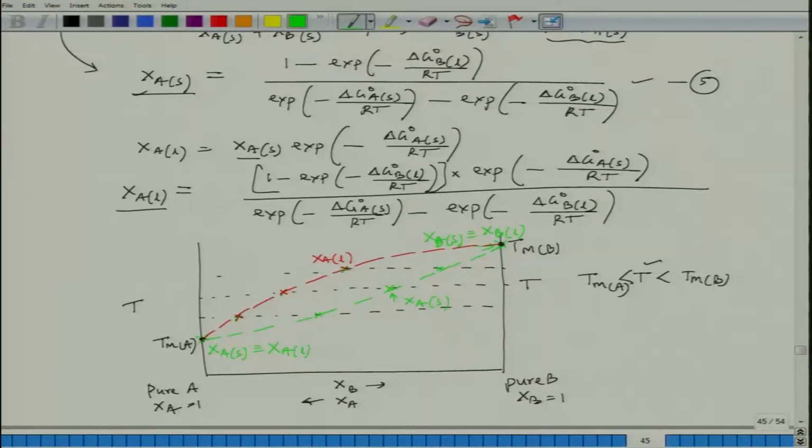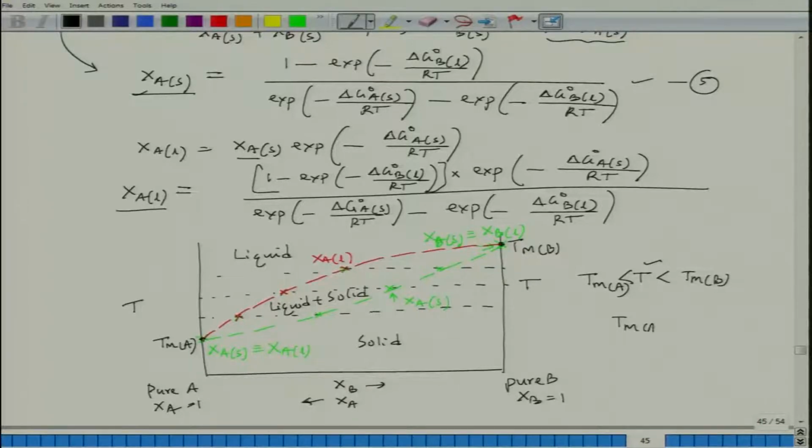What I am seeing is a phase diagram where this portion would be entirely liquid and this portion will be entirely solid, and here liquid plus solid. And this phase diagram has been calculated from only 4 basic data: one is TMA, another one is TMB, then delta H MA0 and delta H MB0. This is possible because we are considering ideal solutions. So these 4 basic data are used to find the compositions which are in equilibrium.